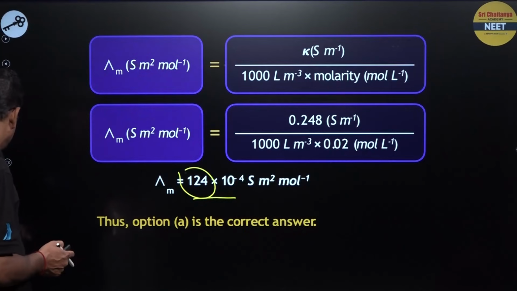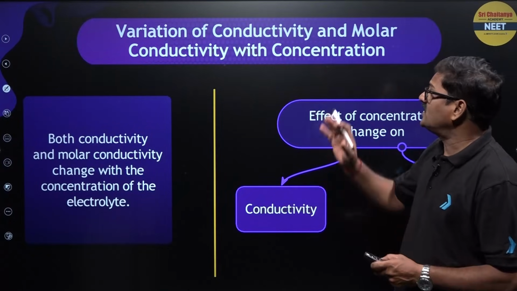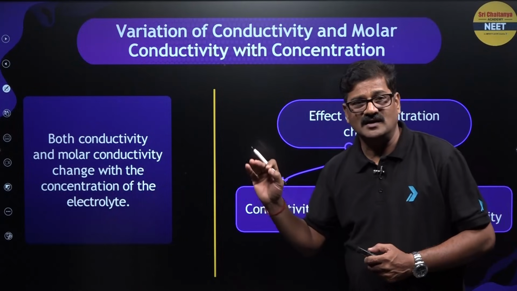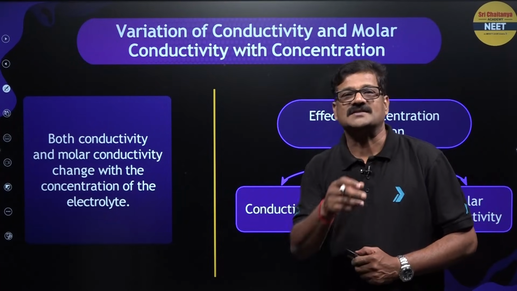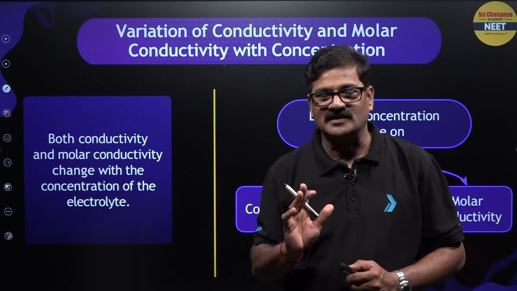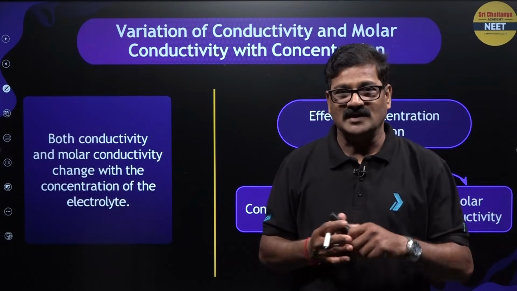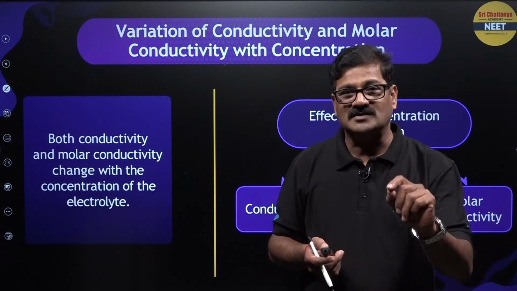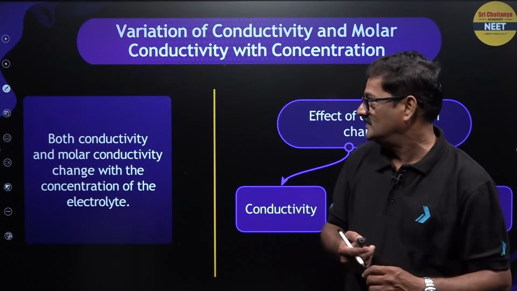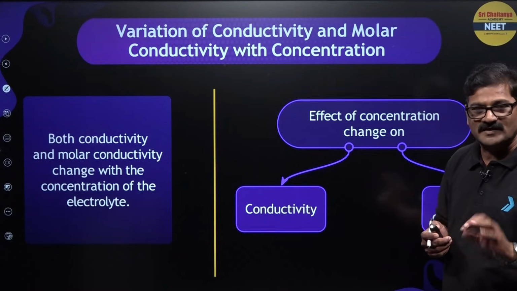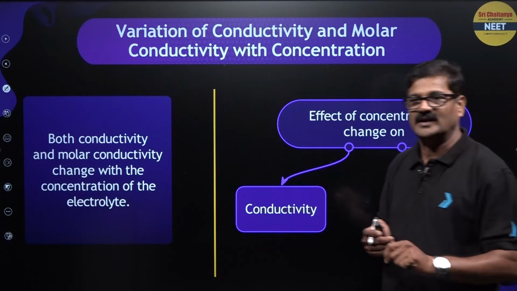So students, variation of conductivity and molar conductivity with concentration is a very important concept. In the NCERT, a direct graph is given, and you are going to say Debye-Huckel-Onsager equation. The equation is not given, but the term Debye-Huckel rule is given. So both conductivity and molar conductivity change with the concentration of the electrolyte. Yes, I said, what will happen on dilution?